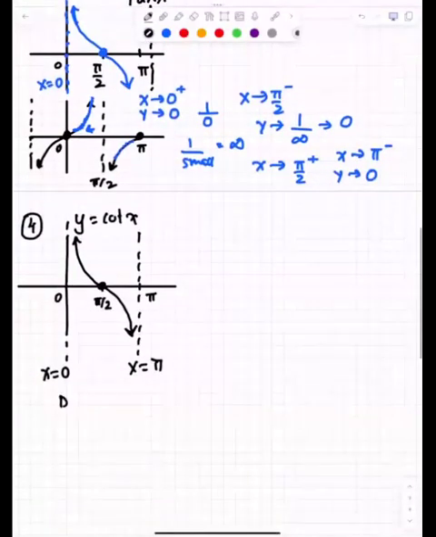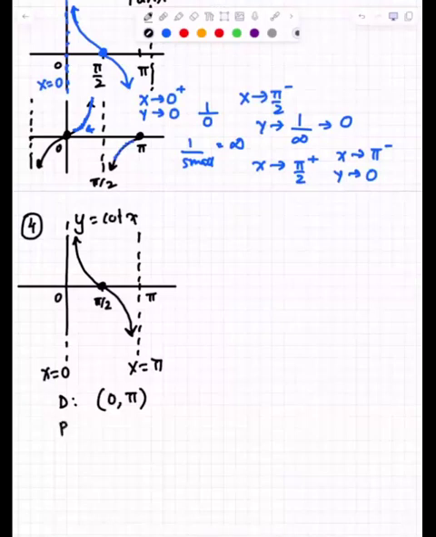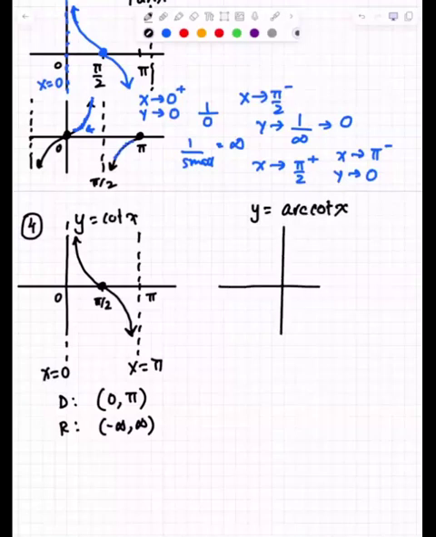Domain for the restricted one is from 0 to pi. So you have to remember this. Cotangent is 0 to pi, not inclusive. And the range is negative infinity to infinity. So we know for our inverse function, arc cot of x or cot inverse of x, the domain is all real numbers. And the range is, it's going to spit out angles from 0 to pi. So here is, I should actually make this a little lower, easier to see.